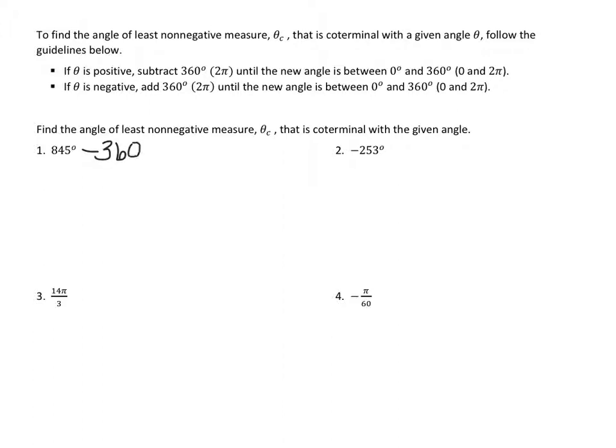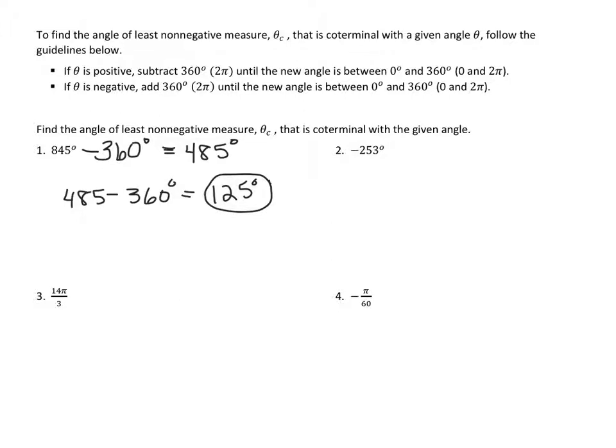So for this first example, if I have 845, let's subtract off a rotation. If we subtract off 360 degrees, we get 485 degrees. But we are left with 485, which is clearly still larger than 360, so we're going to take 485 and subtract another circle, or another rotation. And when we do that, we get 125. This produces a coterminal angle, and it's positive, which is the least non-negative, and it's in between 0 and 360 degrees. That's what we want.